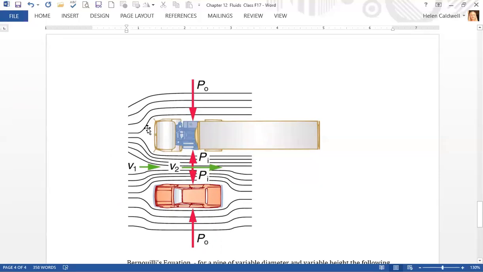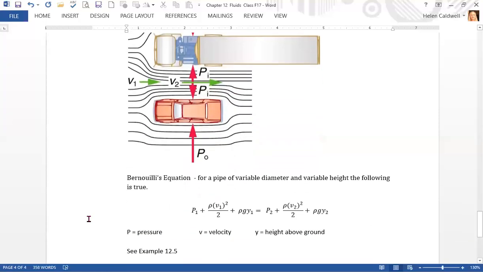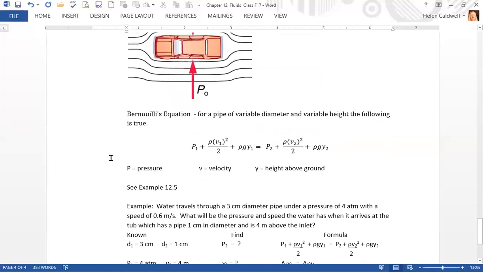The truck is big and heavy, and you can push on it and it's probably not going to move. My little Toyota Corolla is lightweight and it gets sucked in. So it's the difference in pressures. And that gets us to Bernoulli's equation.